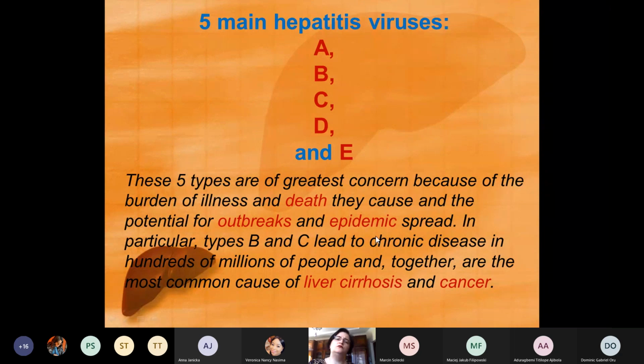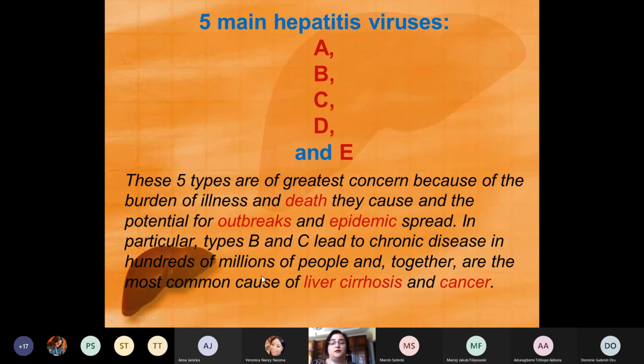And now we will start to speak about the main hepatitis viruses, the main cause of viral hepatitis. There are others, and we will remember them, but the main ones are five: A, B, C, D, and E. These five types are of greatest concern because of the burden of illness and death they cause and the potential for outbreaks and epidemic spread. A is the most common epidemic-spreading one and can cause even very big epidemics.